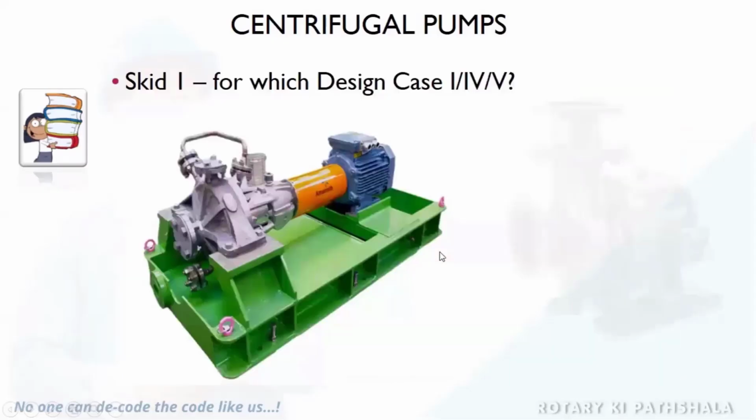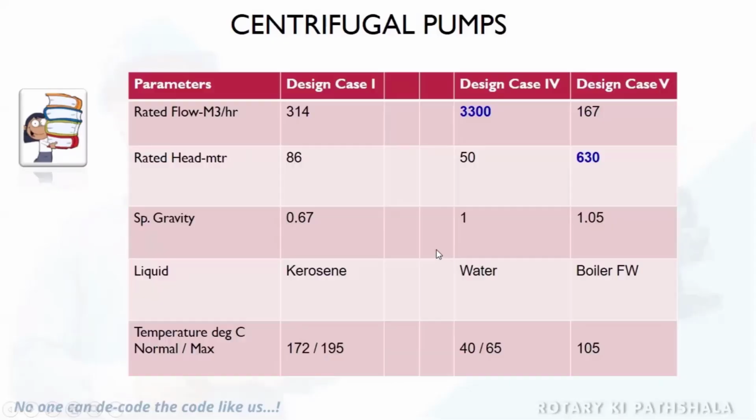So if you wish, you can note down design cases 1, 4 and 5. Rated flow and rated head are the two important parameters for centrifugal pump selection. Of course, the temperature and the specific gravity are there, but these are utilized for the auxiliary selection also. But for this, the first important things are the rated flow and the rated head.